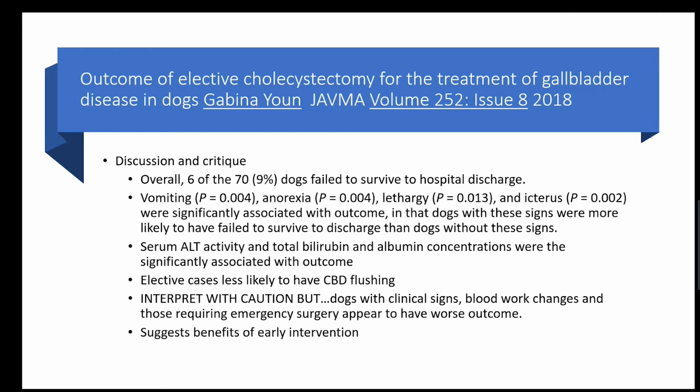And they did show, again pretty intuitively, that dogs with clinical signs such as vomiting, anorexia, lethargy, and icterus were more likely to die than those dogs without clinical signs. Similarly, a higher ALT and bilirubin and lower albumin also seem to have an impact on outcome.